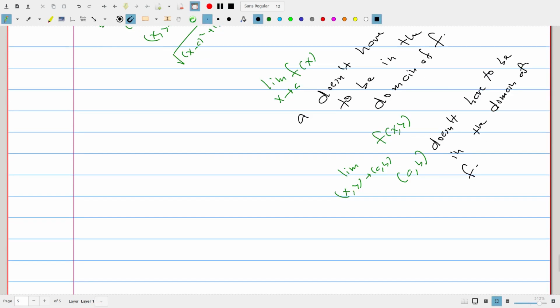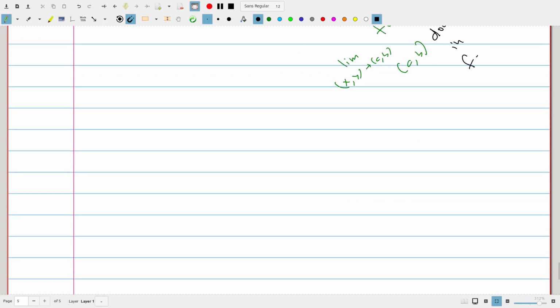Right. So diagrammatically, the definition of the limit tells me, let's sketch the domain of f.